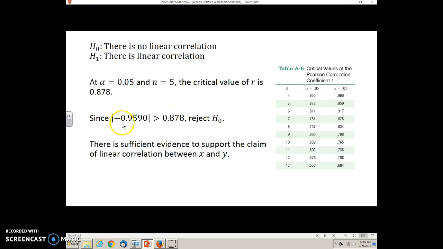So the absolute value of negative 0.9590 is greater than 0.878. Therefore, we reject the null hypothesis, and there is sufficient evidence to support the claim of linear correlation between x and y. So in this case, since there is sufficient evidence to support the claim, when we make predictions, we are going to use the regression equation. If there was not sufficient evidence to support the claim of linear correlation, we do not make predictions using the regression equation. We simply take the mean of the y values as the predicted y value.